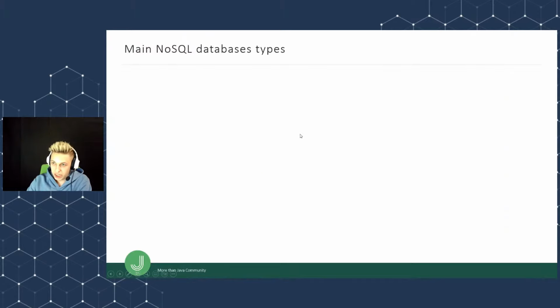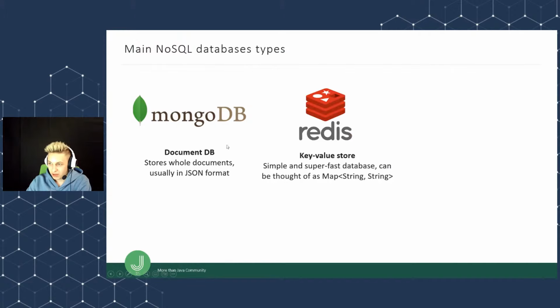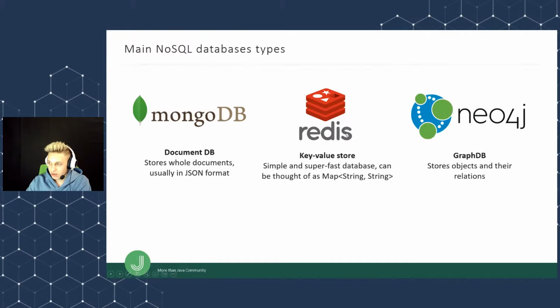So, which are the main NoSQL data types? MongoDB is a document database which stores documents usually in JSON format. Inside it is BSON, binary JSON, but for us it looks like JSON. Redis is a simple, super fast database of key-value type. That's some kind of map of strings in Java. And Neo4j is a graph database, which stores objects and their relations.